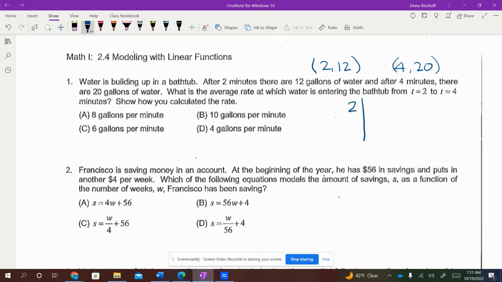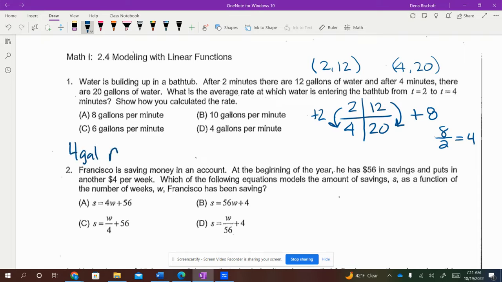So I'm going to do this one like a table. 2, 12, 4, and 20. So let's see. On the y side, I add 8. And on the x side, I add 2. 8 over 2 equals 4, which means that I am adding 4 gallons per minute.